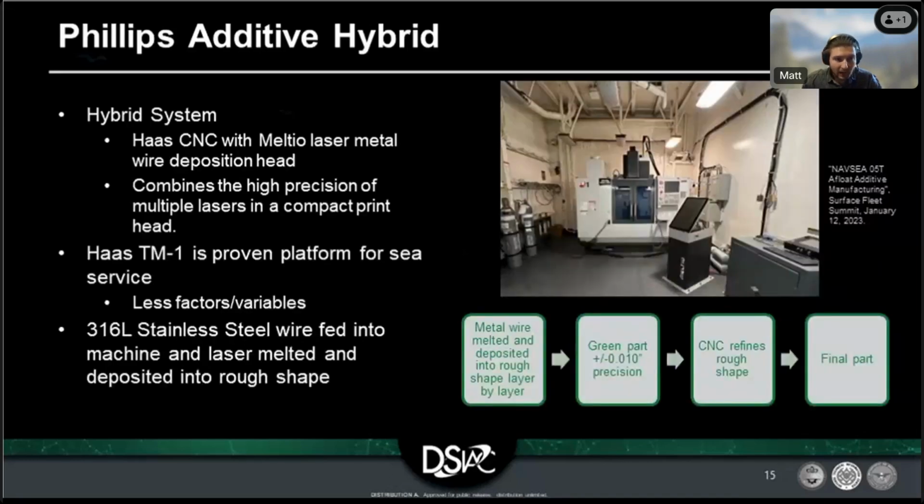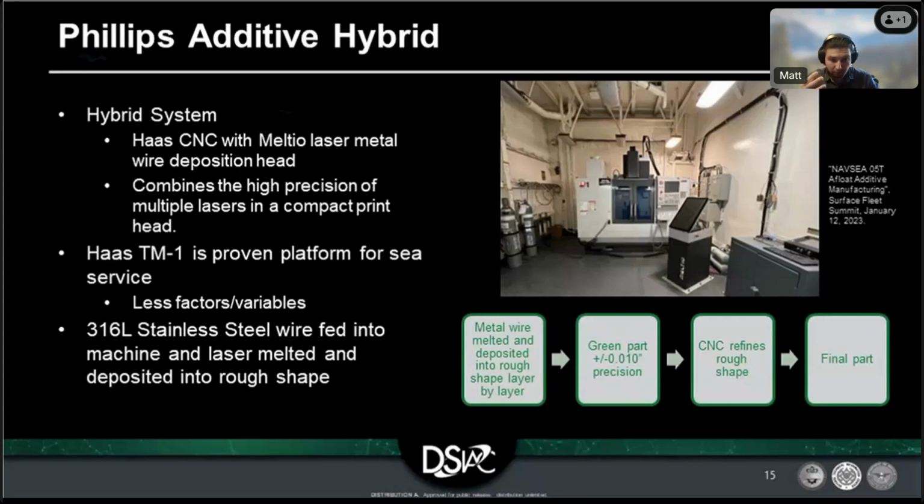All right, so the Phillips additive hybrid system is a half CNC, half 3D printing system. How it works is one of the tool heads is actually a 3D printer nozzle head. It's a wire deposition head. Essentially it's a more advanced automatic welder. First you have the CAD, and then you transfer that over to the Haas system, and that turns it into directions for the machine to use. Then it will go layer by layer and deposit, very analogous to welding. So you start off layer by layer.